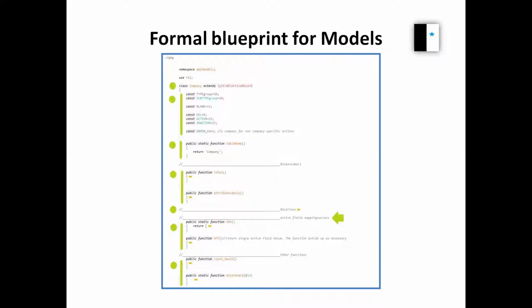Finally, a formal blueprint for writing models. And you see there, we start by declaring the model itself. Class company extends the active record. Then you have any figurative constants that you may use in the model, plus any fields of the model that are not active fields. Then you have the familiar functions, table name, rules, and attribute labels. Then you may define relation type functions. We shall see them very soon. Then you have the two newly introduced functions, map and AFV. And after that, you have all user-defined functions for the model, or user-defined methods.